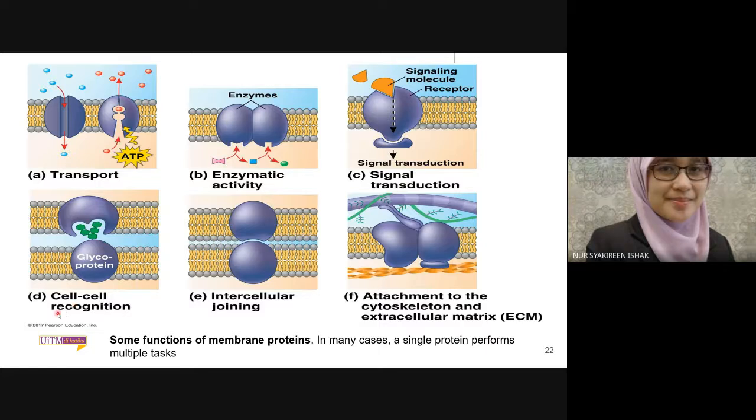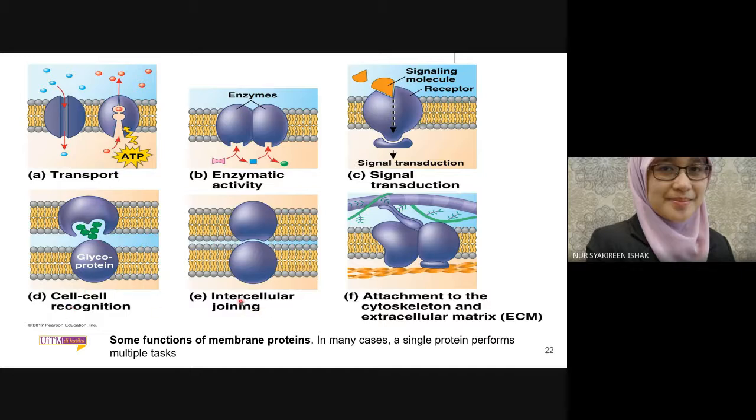And then D is cell recognition. This one involves glycoproteins. It can serve as cell identification, identification of cell type, to recognize, oh, this is a cell of type A, this is a cell of type B, this is for tissue A, tissue B, whatever. That is cell recognition.